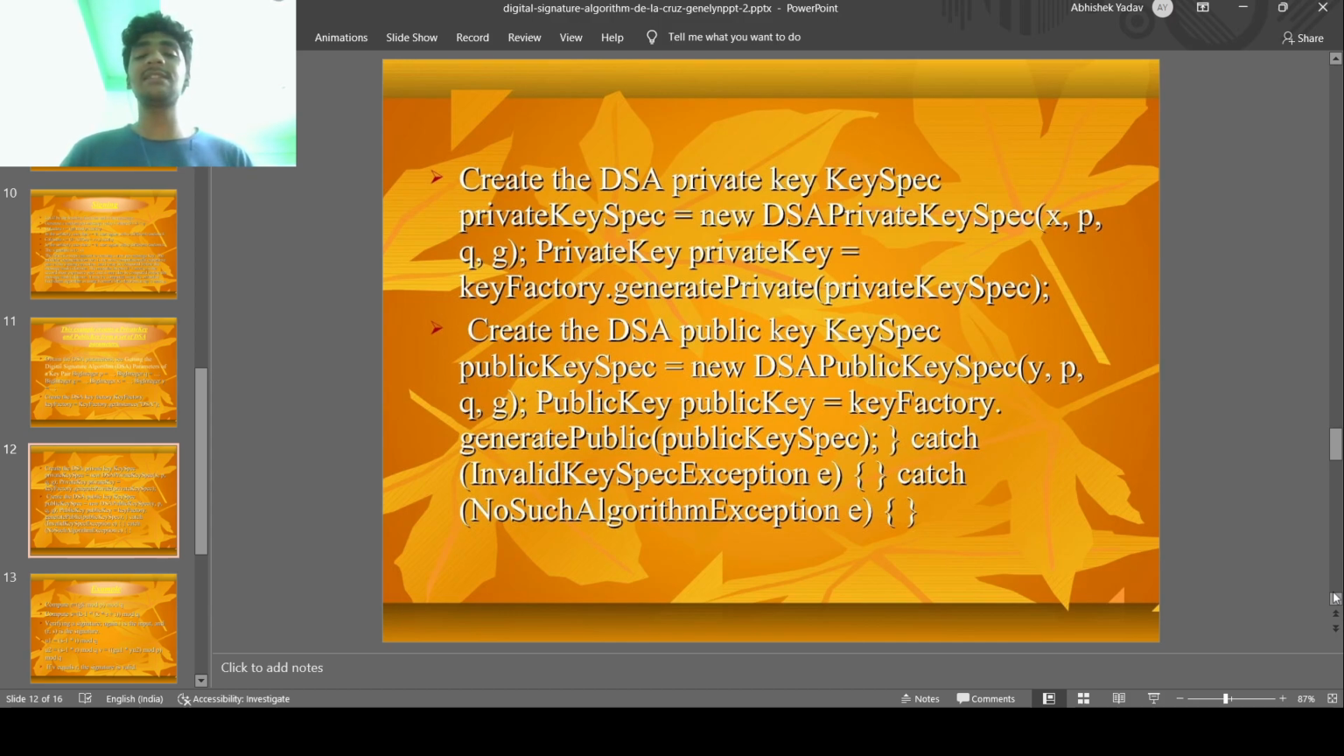Similarly, just like we created the private key, we also do the same things for the public key. We first create the key spec for the public key, and using the key spec, we then create the public key. And after that, for error removal, we can also use some exception handling that you can see that I've written in the pseudocode.